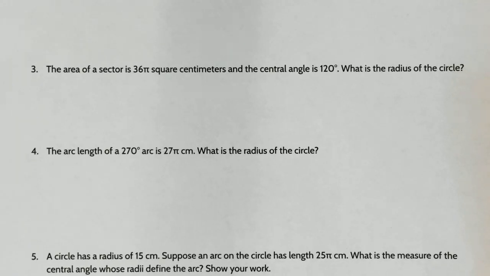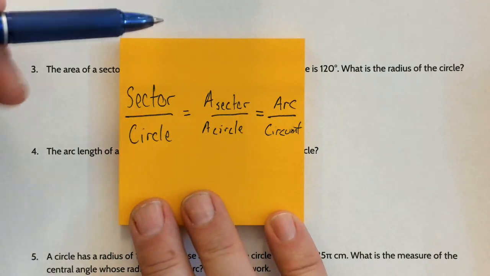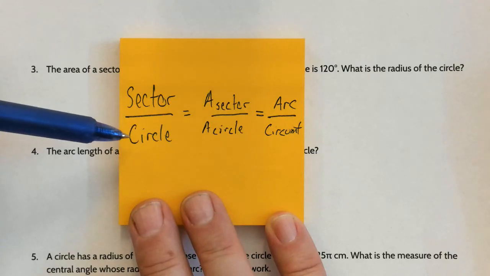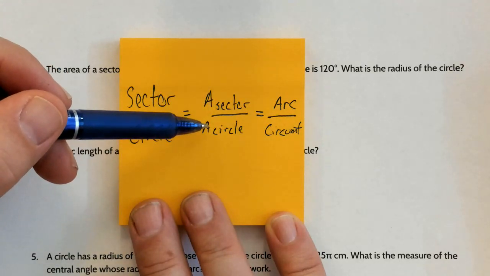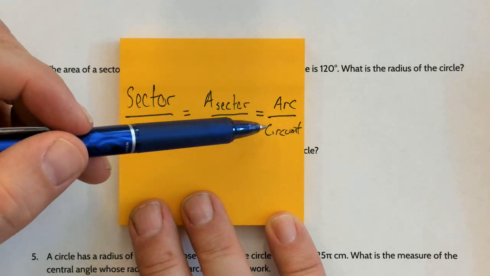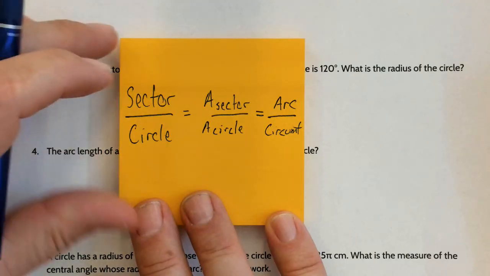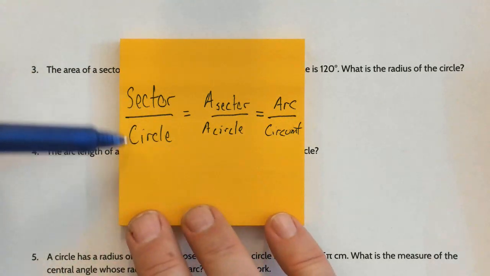Hello everyone. Today we're going to work on a few area, arc length, and sector area problems using a different method, where we can use the proportionality between the sector and the circle to solve for the area of the sector and the area of the circle, or the arc or the circumference, or we can solve for radius, length, and central angle. There are various things we can solve for if we use these proportions.